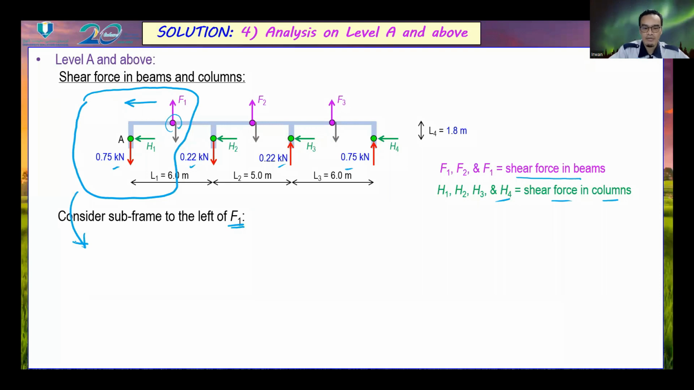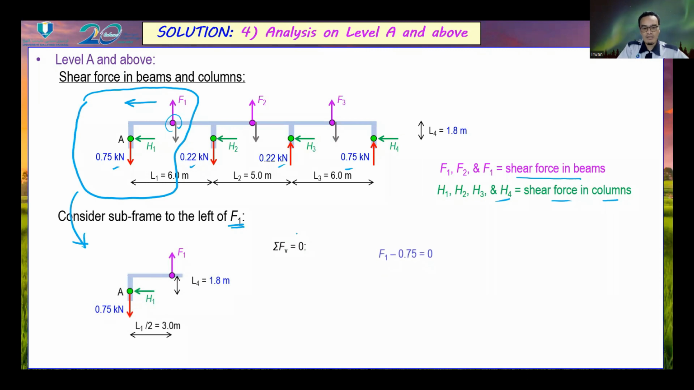We extract it out to ease our calculation. So this is our subframe, and we solve the equations of equilibrium. The summation of vertical forces shall be 0. So F1 has to deal with the column axial load, which is 0.75 kilonewton downward. So this one is negative. So F1 is equal to 0.75 kilonewton.